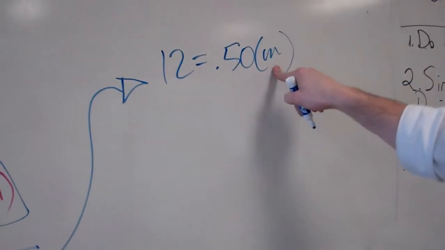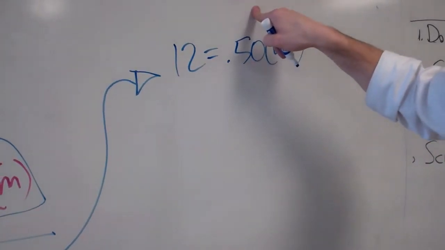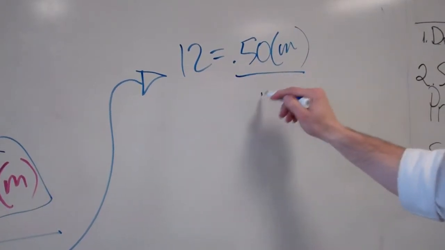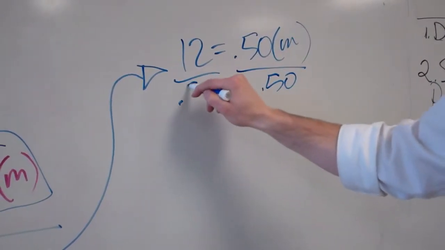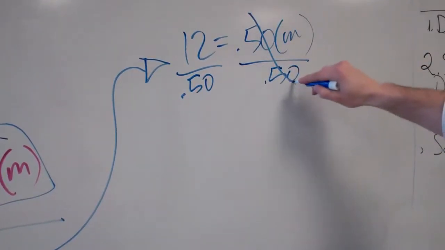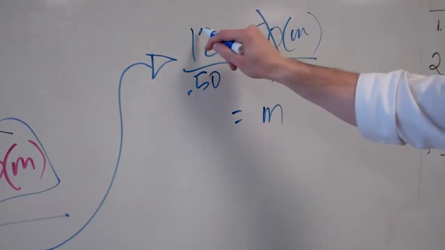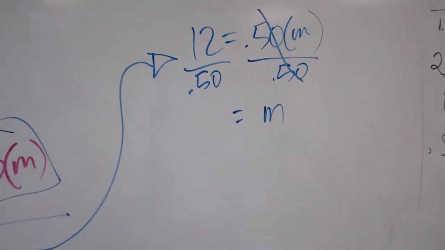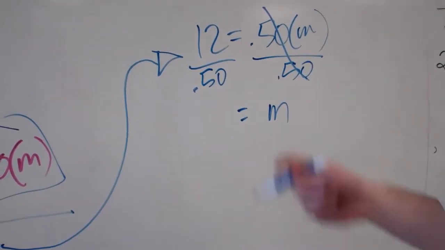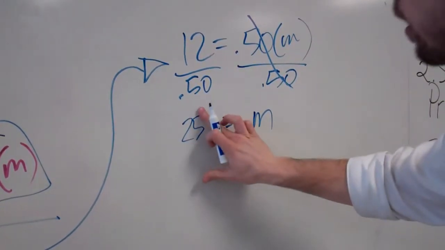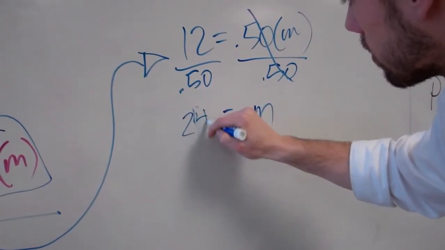Okay. Well, I got to find M, but right now it's being multiplied by half. So to undo multiplication, you do division. Divide by 0.5 here. Divide by 0.5 here. These cancel because this turns to 1. And I'm left with M on this side. 12 divided by 0.5. You can use your calculator if you want. But I got my calculator right up here. That's 24 minutes. So, 24 minutes.